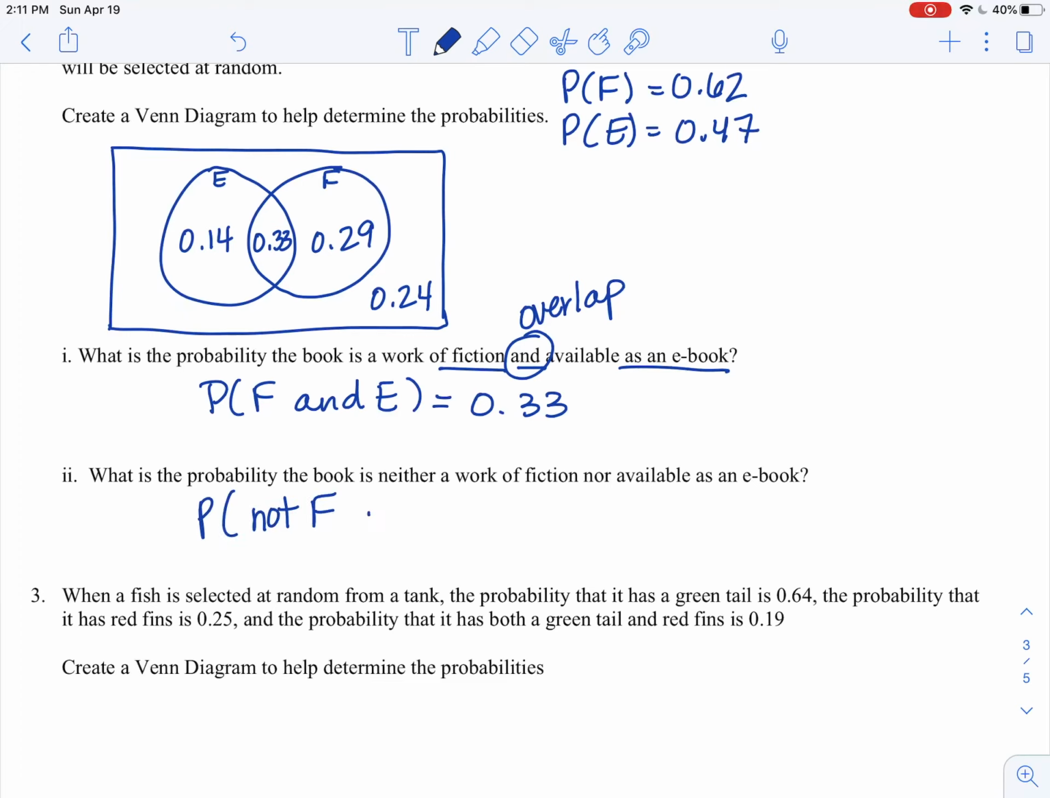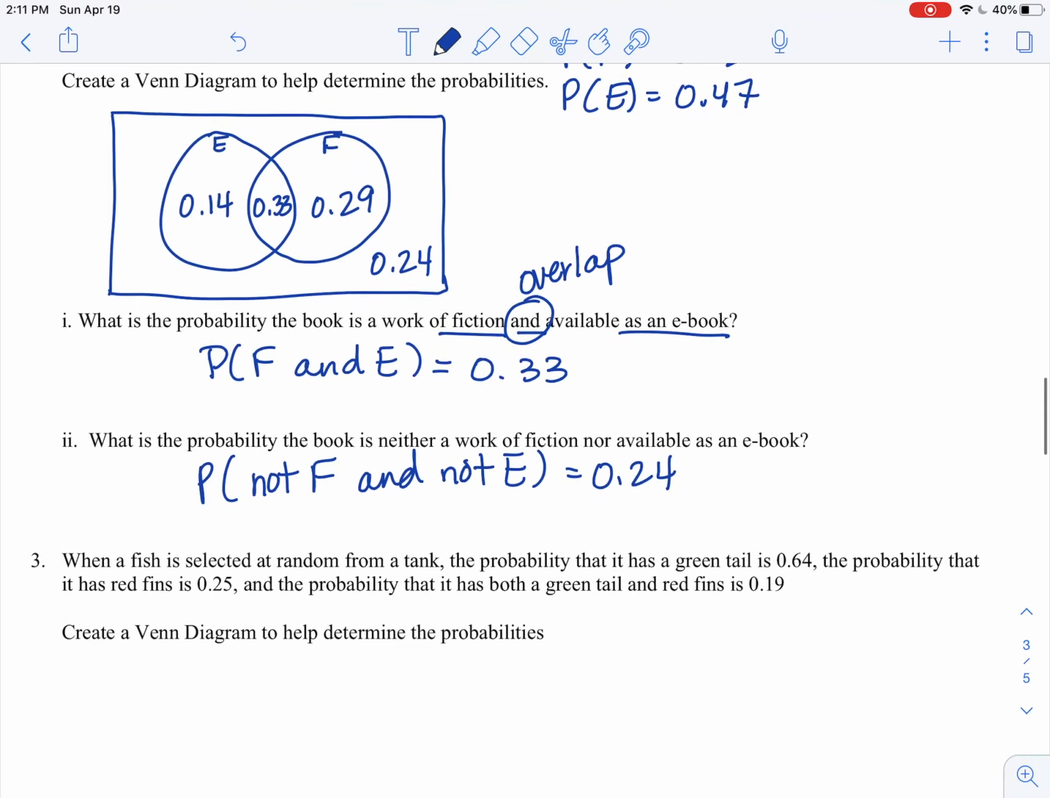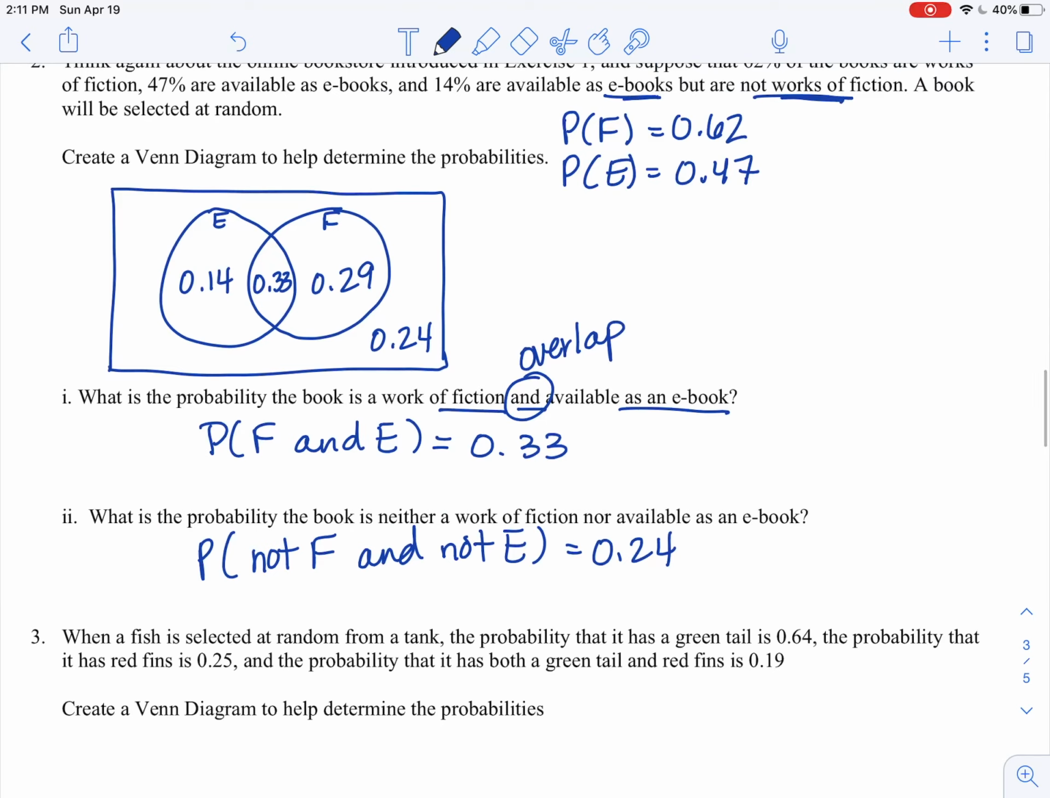What is the probability that the book is neither a work of fiction nor available as an ebook? So the probability that it's not a work of fiction and it's not available as an ebook, that's this outside space right here. Everything that's outside of those 3 circles, or these 2 circles added together, if you will. So therefore, that's going to come out to be 0.24. There's a 24% chance that I pick a book that's not an ebook and it's not a work of fiction.